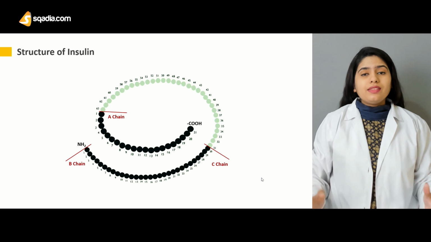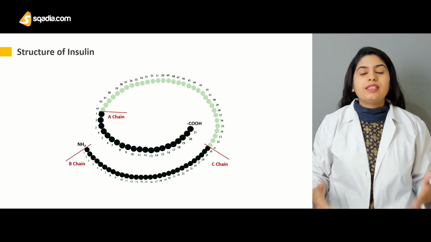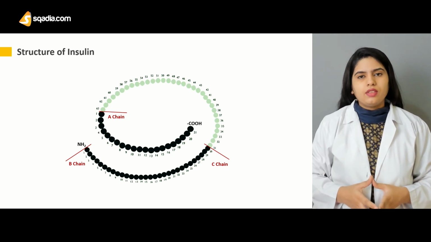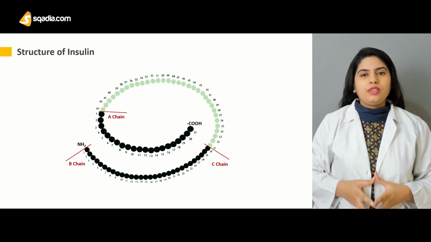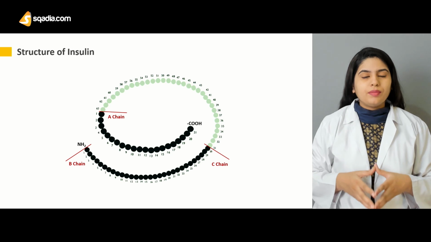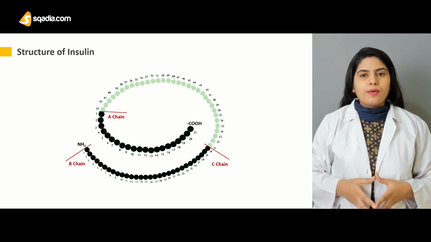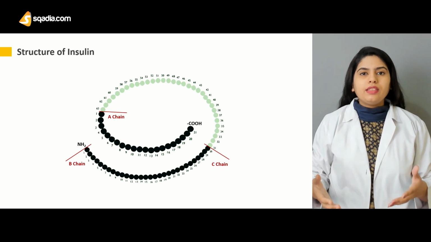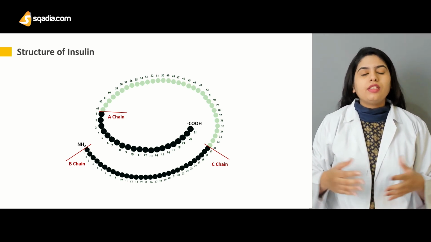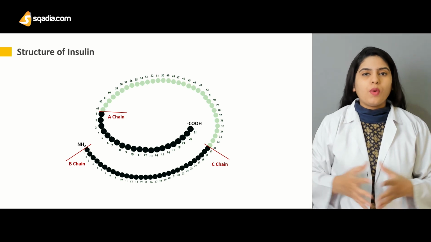Now this is the structure that is synthesized inside the beta cells. That means this is the pro form of insulin that is synthesized inside the beta cells. First the insulin is synthesized in the pro form, and later in the Golgi apparatus, it is converted into the mature form of insulin.